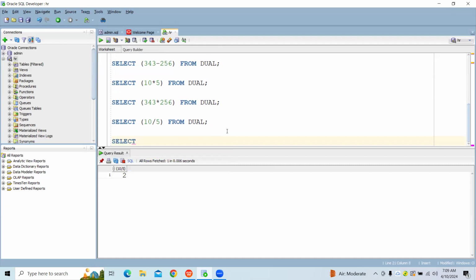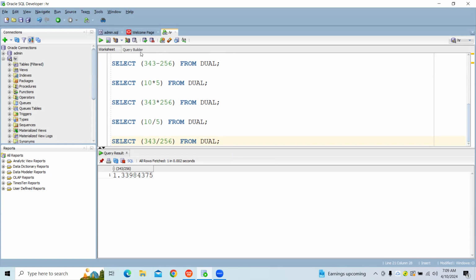So for that, I'm writing my query starting with a select keyword. After that, I have mentioned 343 / 256. After mentioning this, I have mentioned from clause, given the table name as dual, and then terminated the query with a semicolon. So now let me run the query. If I run this particular query, I have got the output. If 343 is divided by 256, it would be giving us an output of 1.339. So the same output has been retrieved to us.